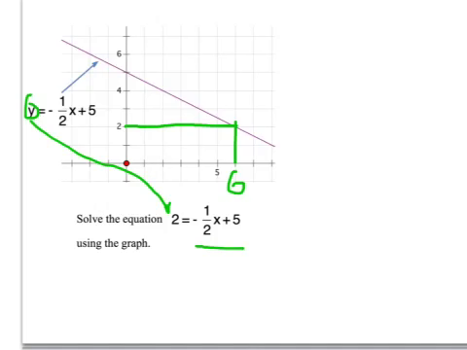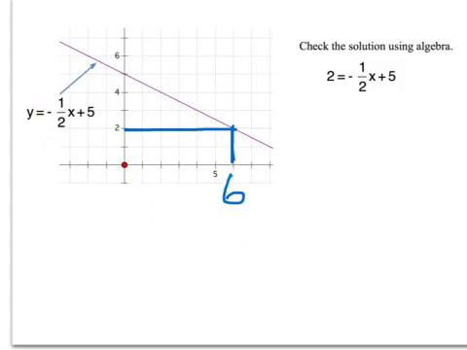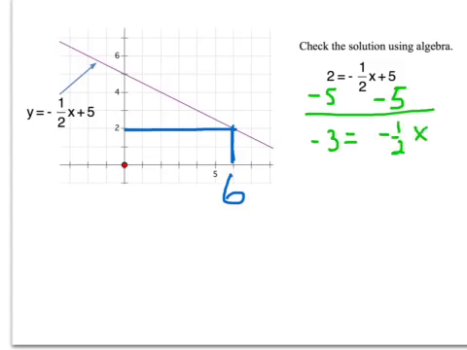So we're going to check again to see how the algebra corresponds to that. If we start to solve this, we would subtract 5 from both sides, or add a -5 to both sides. And if we do that, we get -3 is equal to -1/2 x. Okay? So in order to solve that, again, we're going to use our idea about reciprocal. We're going to take the reciprocal of -1/2, which is -2/1, and we're going to multiply both sides by -2/1.